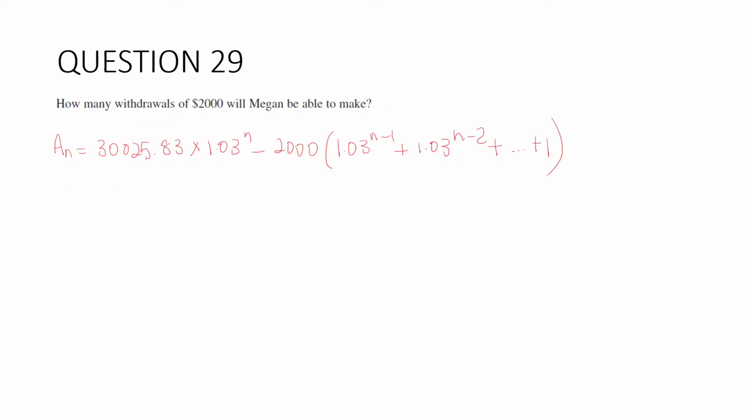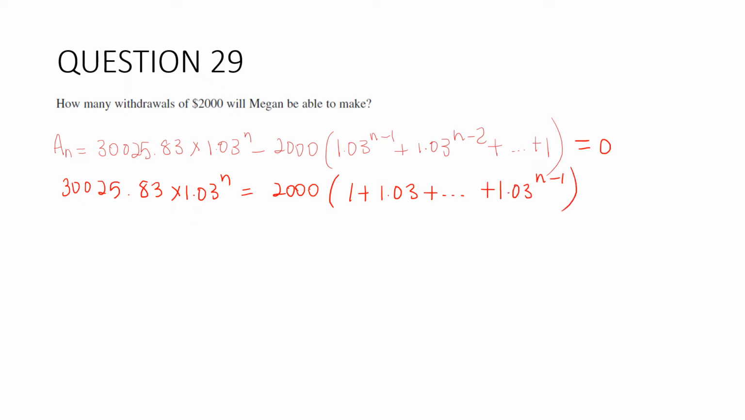So what we want to do is work out how many withdrawals she can make. So when is this balance going to equal 0? All right, let's tidy this up. $30,025.83 times 1.03 to the power of n equals 2,000. And I'm going to turn these terms around so it's easier to sum. All right, we have a geometric progression here. a is equal to 1, r is equal to 1.03, and n is equal to n.